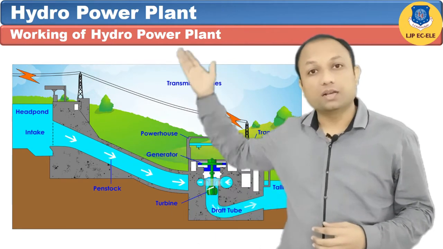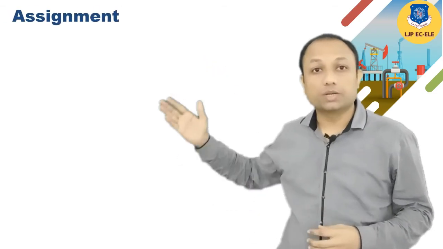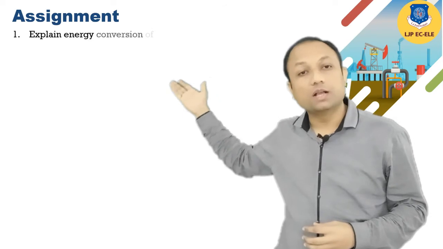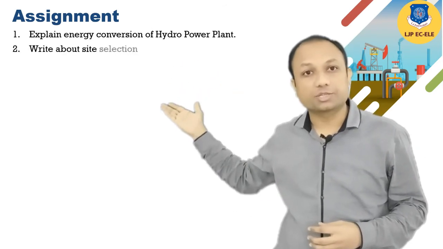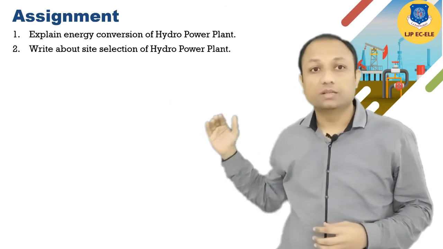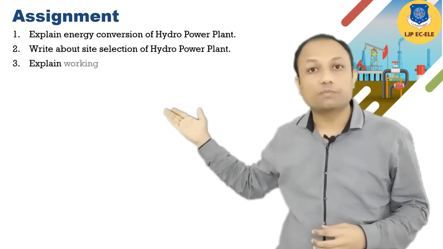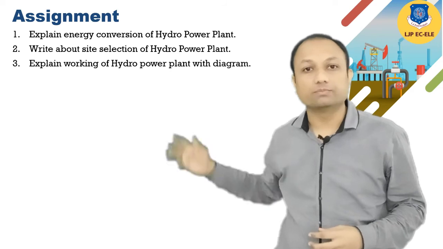Let's see the assignment questions. First one, explain energy conversion of hydropower plant. Second, write about the site selection of hydropower plant. Third, explain working of hydropower plant with diagram.